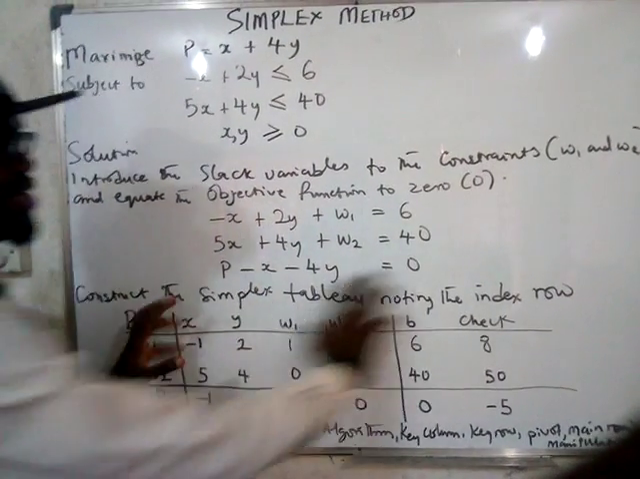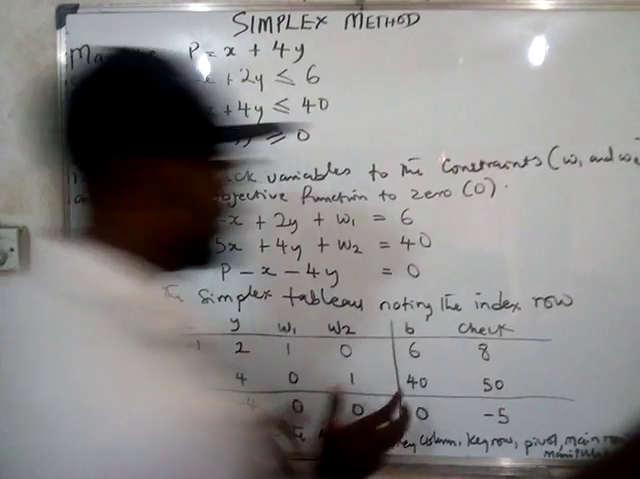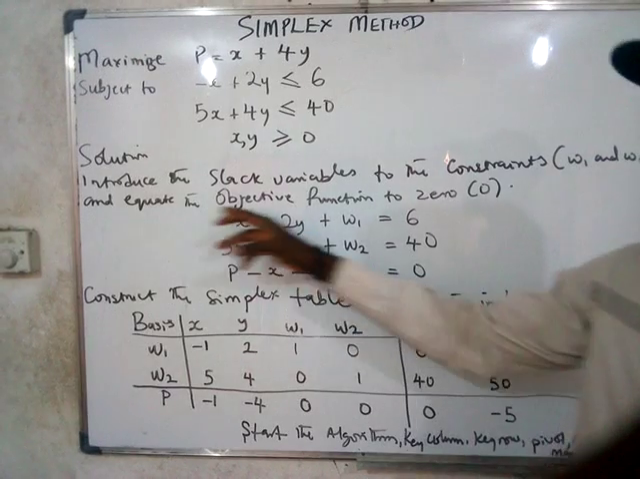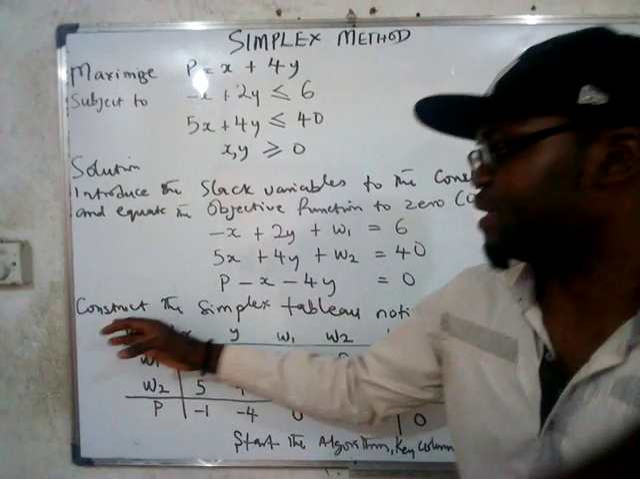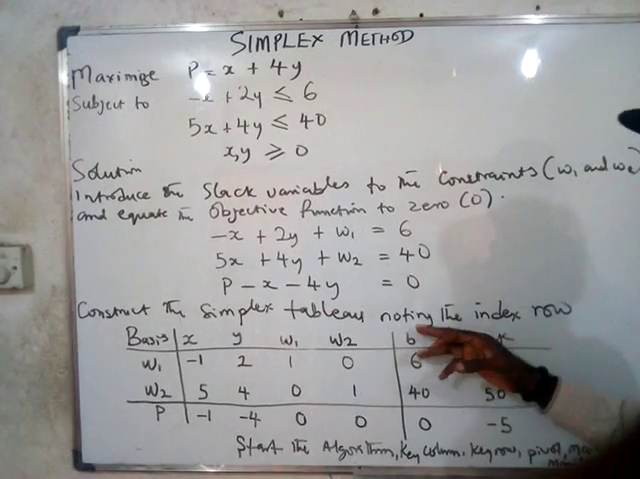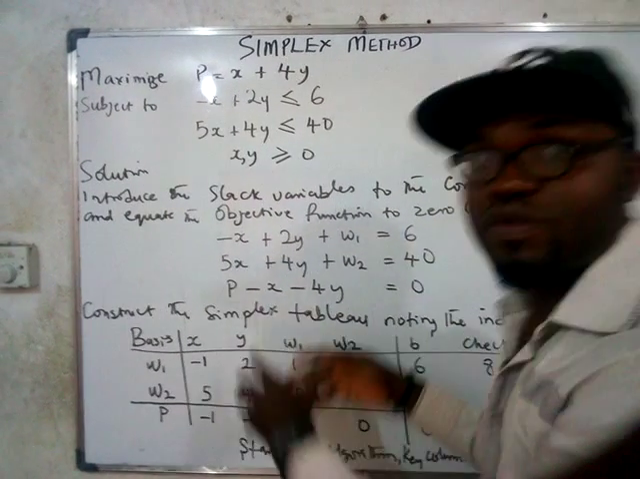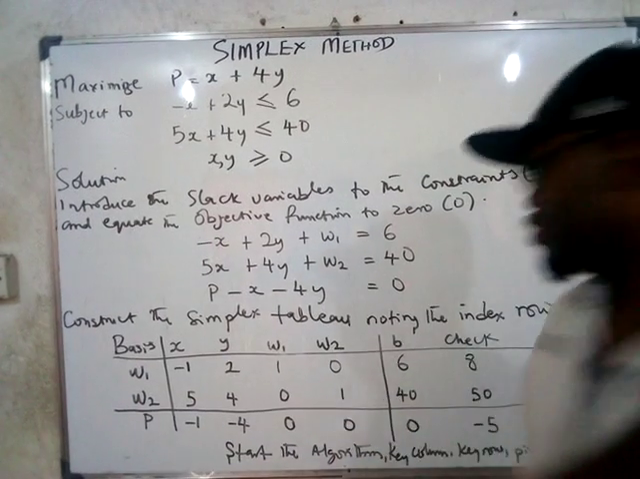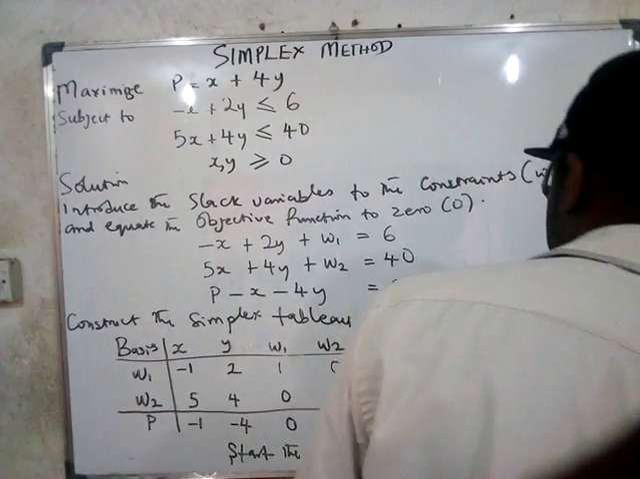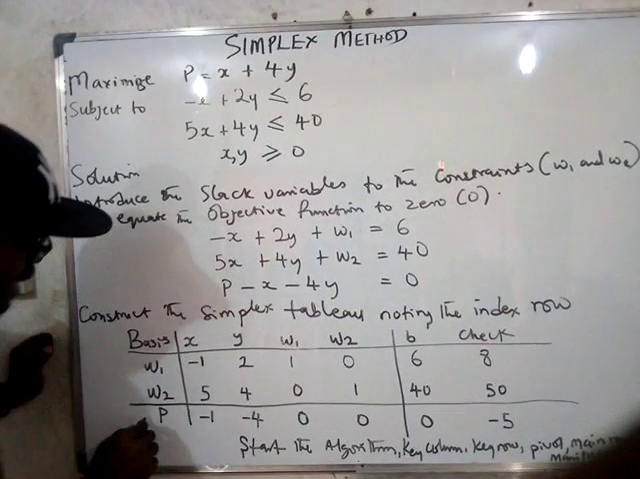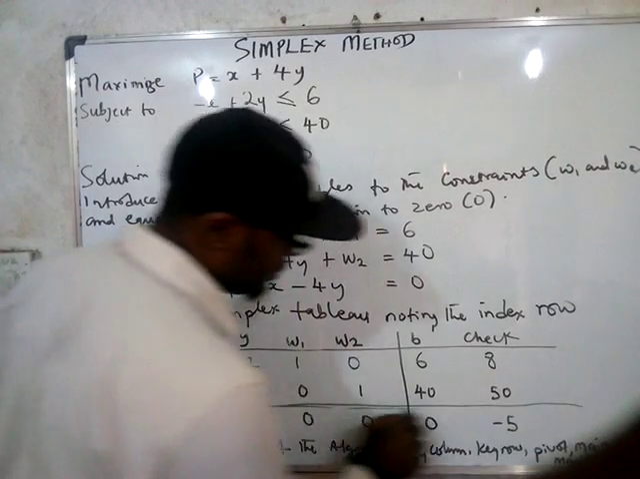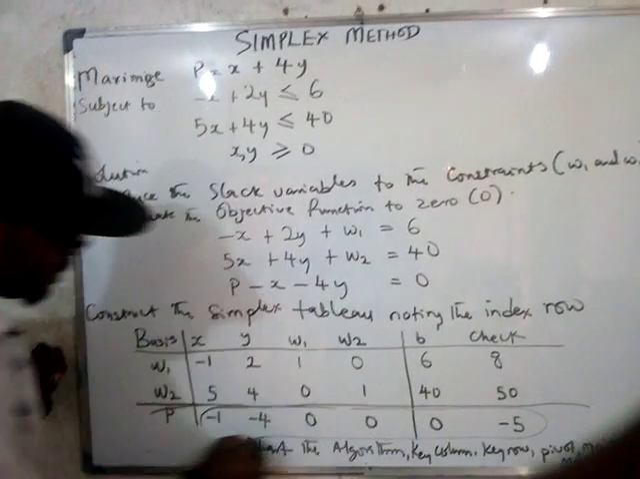Now, having gotten this simplex tableau, what is the next step? The first step is to introduce slack variables and equate our objective function to 0. The second step is to construct the simplex tableau, noting the index row, which is what we've done. We've constructed the simplex tableau. Now we need to know the index row. So what is the index row? The index row is simply the row that has P. The row that has P. So this is the index row.